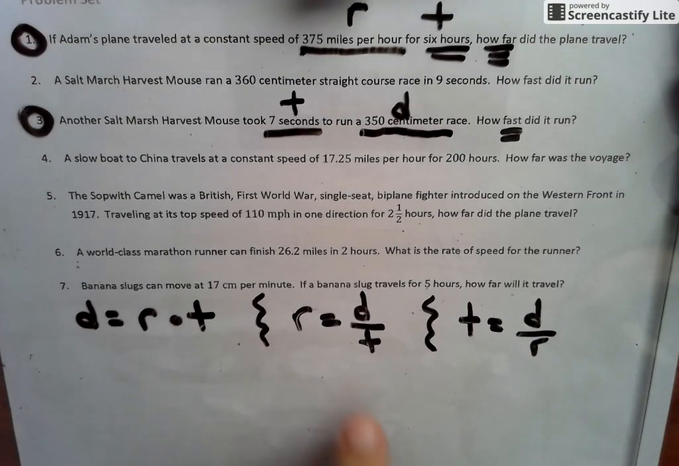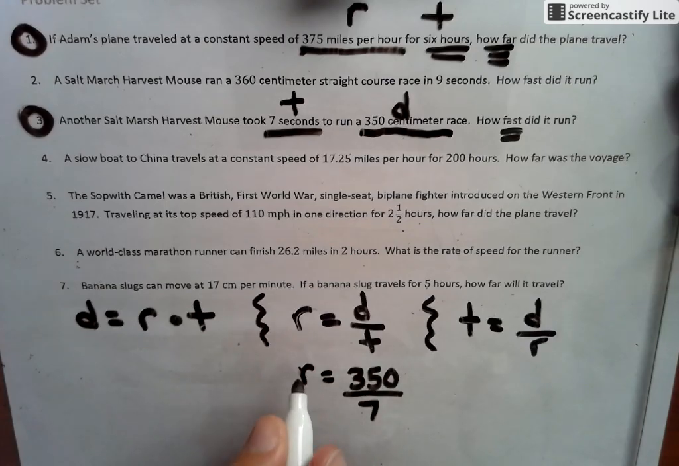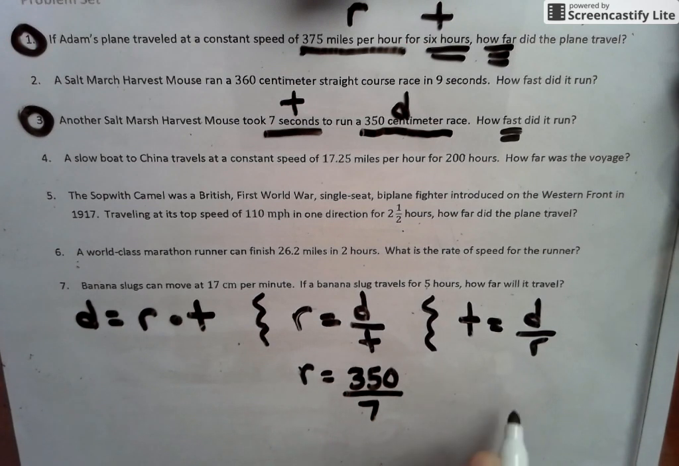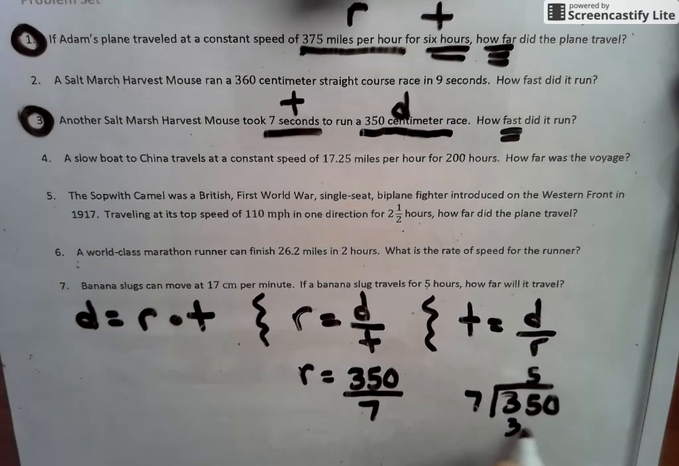So right now we have time and distance. So if we have time and distance, we might want to use the center formula for that. So if we use our rate equals distance over time formula, we would have rate equals 350 over the 7 seconds. And if we go to divide these two numbers out, we will find the rate right away.